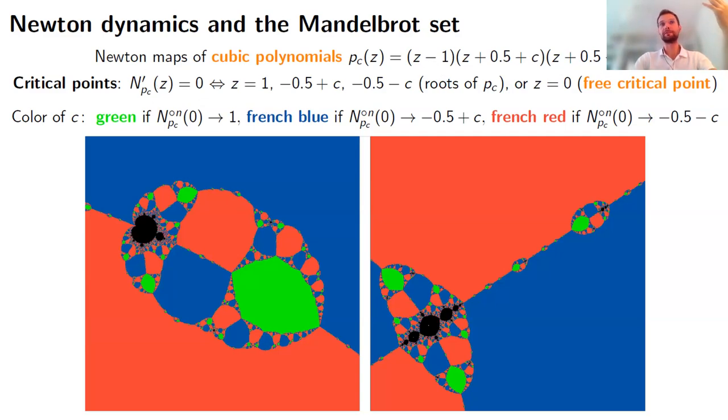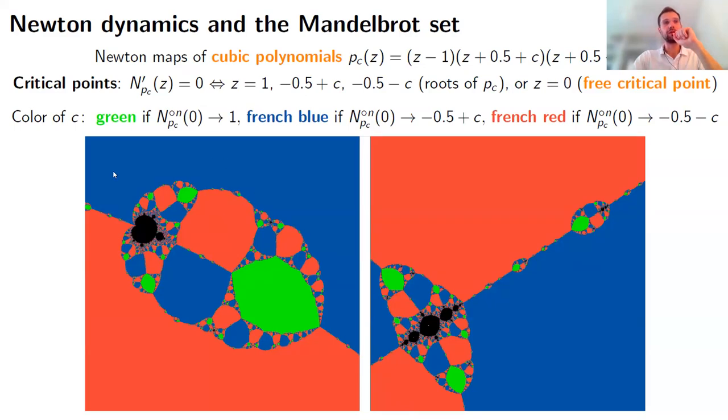And now I want to study the dependence of the dynamics of this Newton map on C. I need to do something like the Mandelbrot set. I need to color things and see what's going on. And this is how to do that. Remember, critical points are important. I need to take the derivative and solve the equation where the derivative is equal to zero. If you do it for this Newton map for this polynomial, you will get 4 points. These 2 points are roots of the polynomial, and there is another critical point, the so-called free critical point.